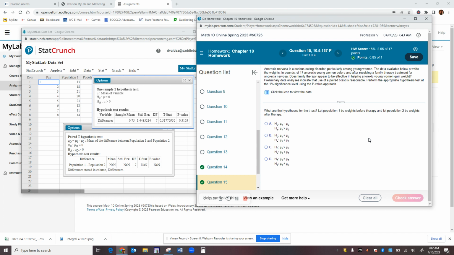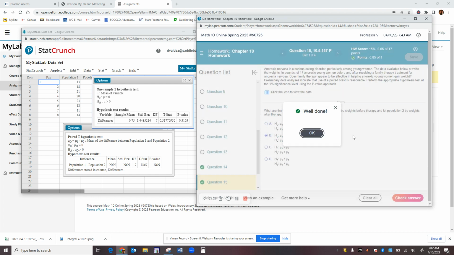So what are the hypotheses? If you're suggesting that the therapy is effective, their weight after should be greater. So where's mu2 greater here? And always the null has equality. Like if you look at this, that's garbage. When does the null alternative have greater than? Get out of here. So it would be this one.